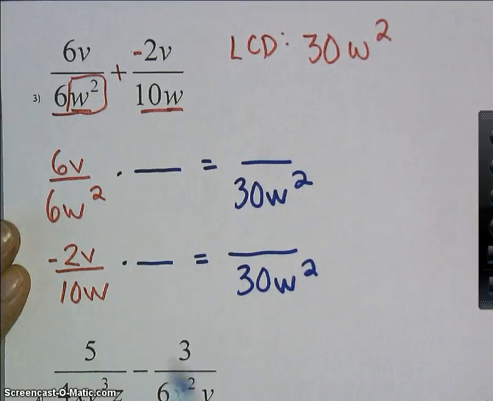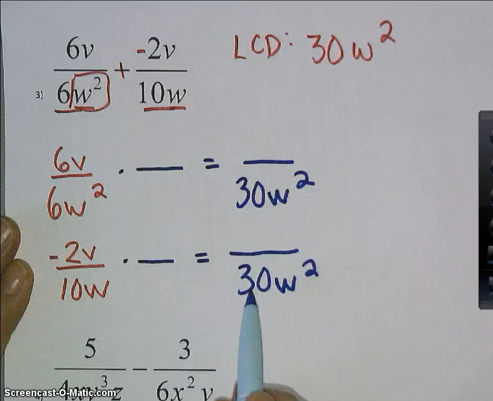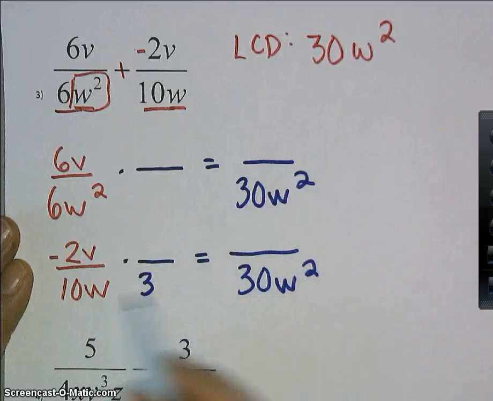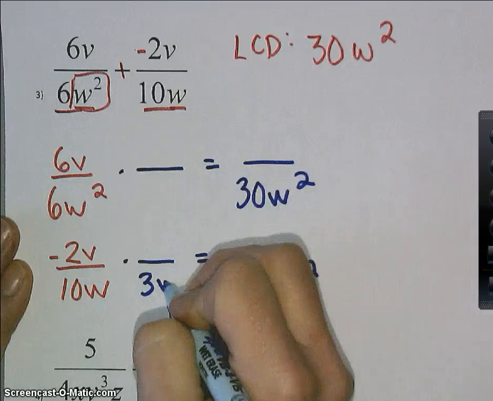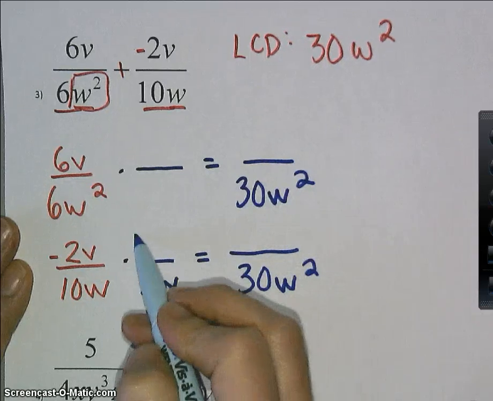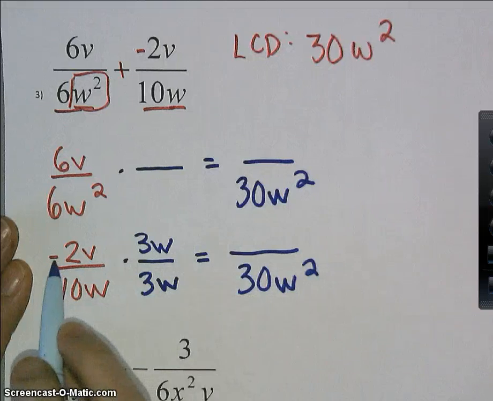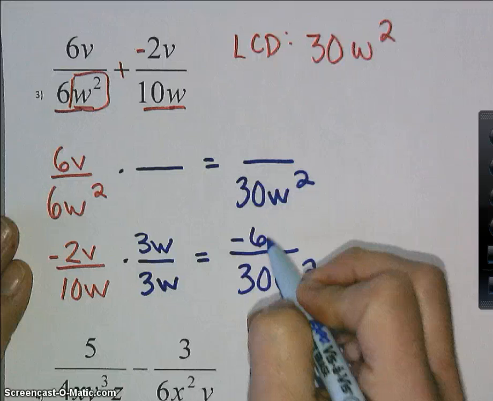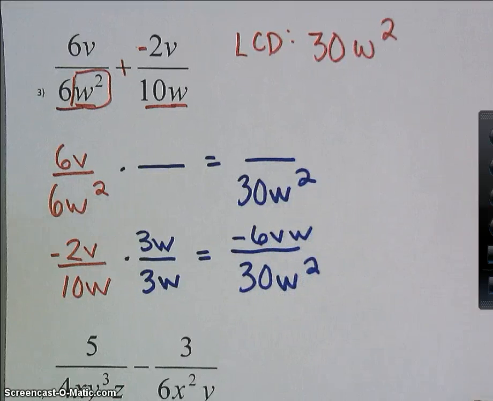Okay, so I have 10 times what gives me 30? 10 times 3. W times what gives me w squared? 3w. So I also have to multiply that on the top. And negative 2v times 3w gives you negative 6v w, or wv, either way.